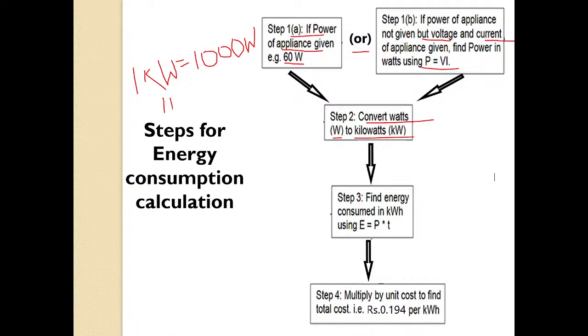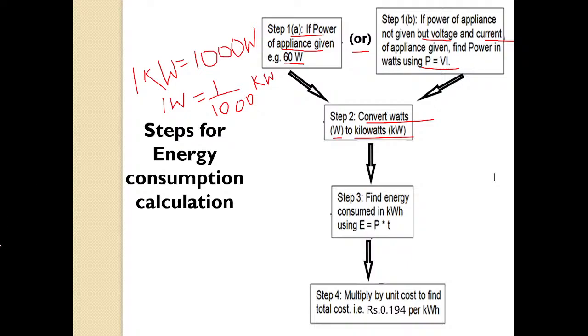1 watt is equal to 1 by 1000, isn't it? 1 by 1000 kilowatt. If 1 kilowatt is equal to 1000 watts, then 1 watt is equal to 1 by 1000 kilowatts. So to convert watts into kilowatts, take whatever wattage value, say 60, by 1000.